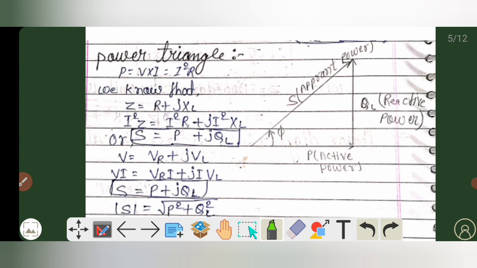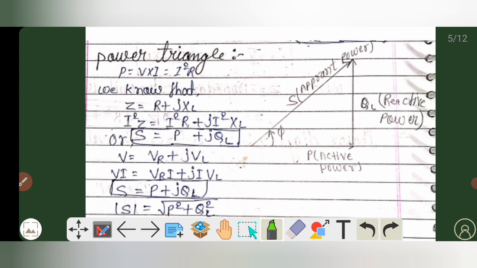Now my dear friends, as we know, the value of impedance Z is equal to R plus jXL. And as we know, the value of power is equal to V into I and I square R. Now if we multiply this whole equation by I square, this will basically be I square Z is equal to I square R plus j I square XL.